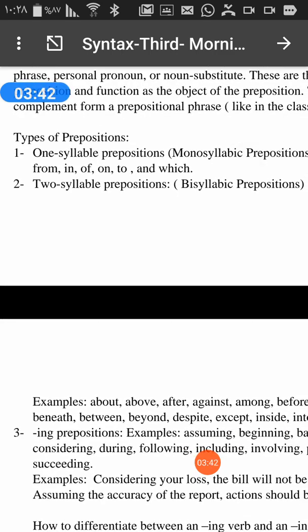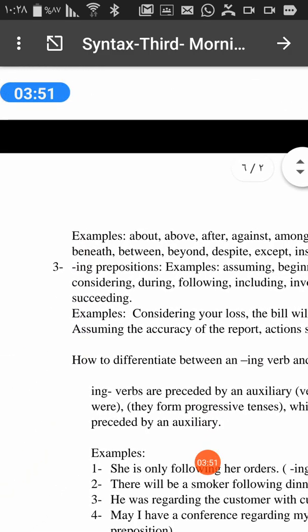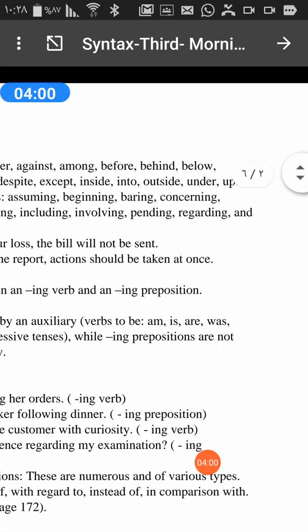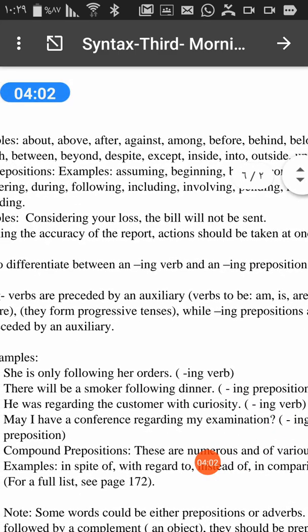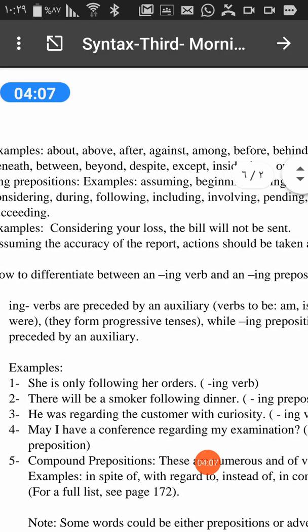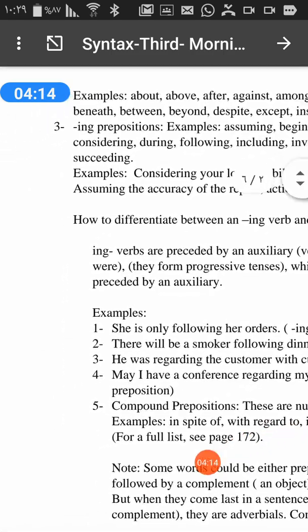Second type of prepositions, two syllable prepositions. حروف الجر ثنائية المقطع. They are called also bisyllabic prepositions. Examples of this type are about, two syllables, about, above, after, against, among, before, behind, below, beneath, between, beyond, despite, except, inside, into, outside, under, etc.